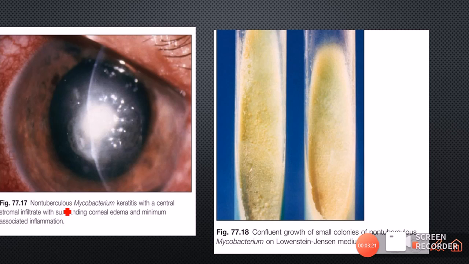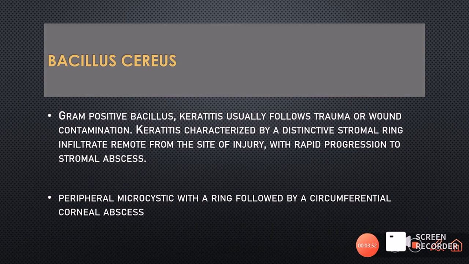Similarly here you can see non-tuberculous mycobacterium with a central stromal infiltrate. The associated corneal edema is very little. You do not see associated corneal edema. Indolent corneal ulcers will not have surrounding corneal edema. It is an indicator that it has been present for a long time, and you have to think in terms of atypical organisms like atypical mycobacterium. They will grow on Lowenstein-Jensen media, which is a very common media used for mycobacterium.